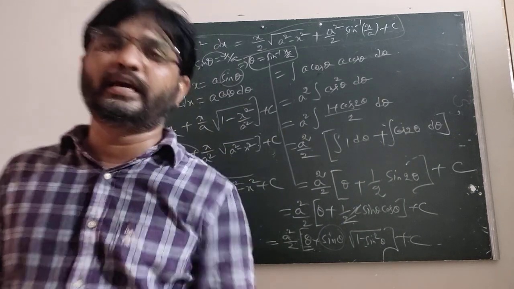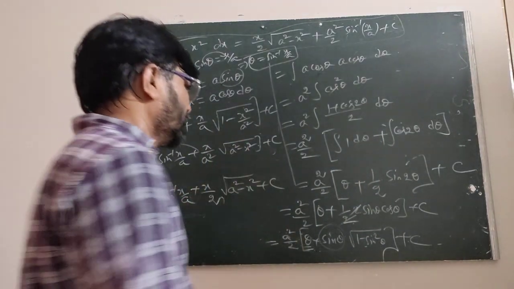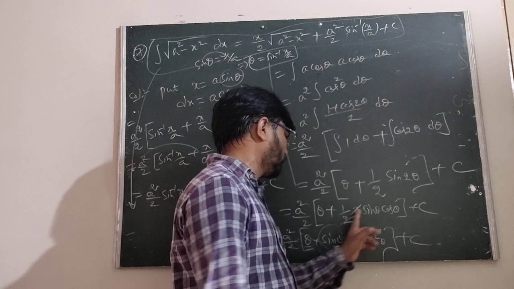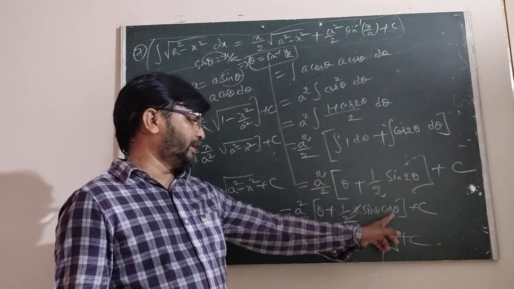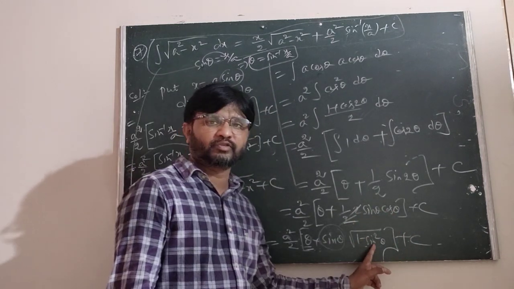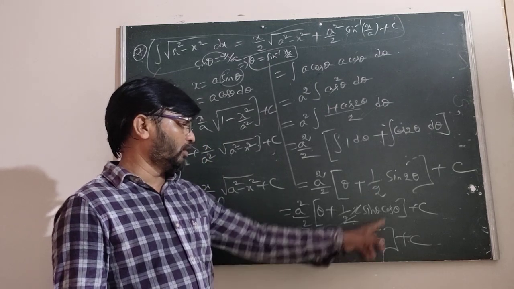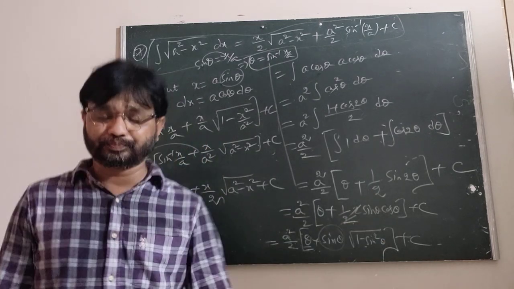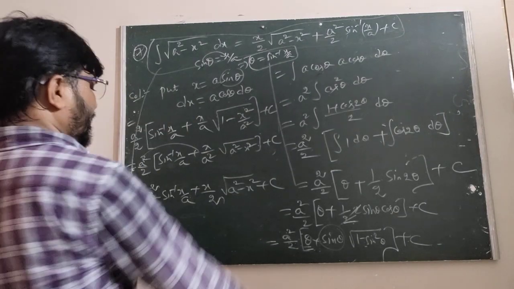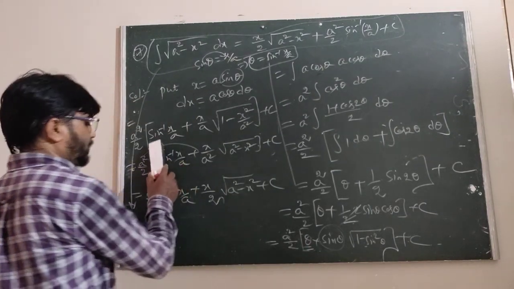We know that sin 2a is of the form 2 sin a cos a. That is 2 sin theta cos theta. The 2 cancels. Cos theta can be written as under root 1 minus sin square theta. 1 minus sin square theta is cos square theta, so the square root cancels, and again we are getting cos theta. We know that theta is the sine inverse of x by a.